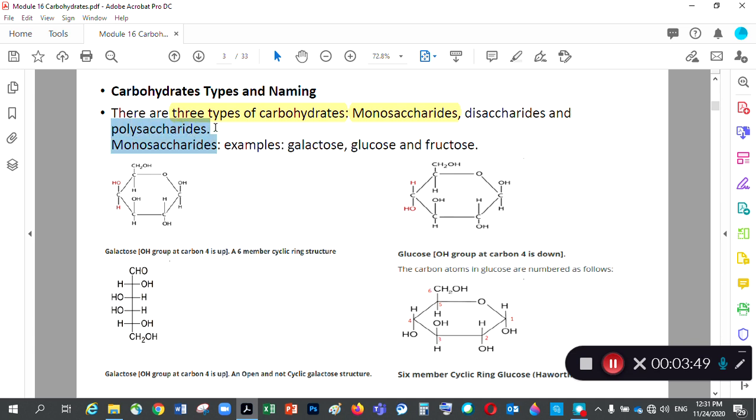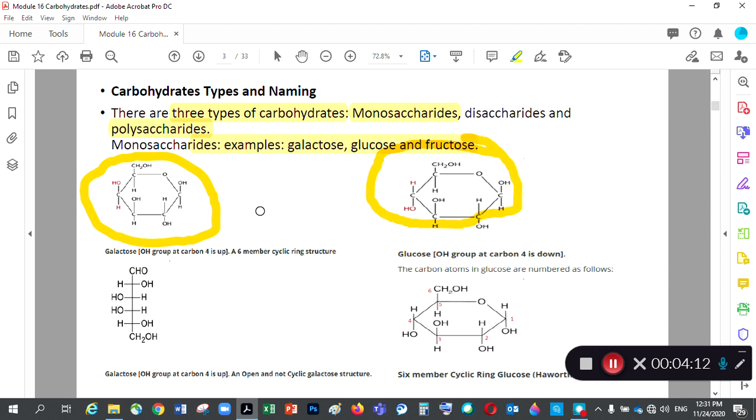So let's go through this step by step here. If you look at the first one, this is galactose, and this is glucose. You'll ask yourself, what is the difference between them? They look almost similar. Yes, but if you look at this OH here, the position of this OH and the position of this OH. Here it is, let me circle it. So you can see there is a difference here.